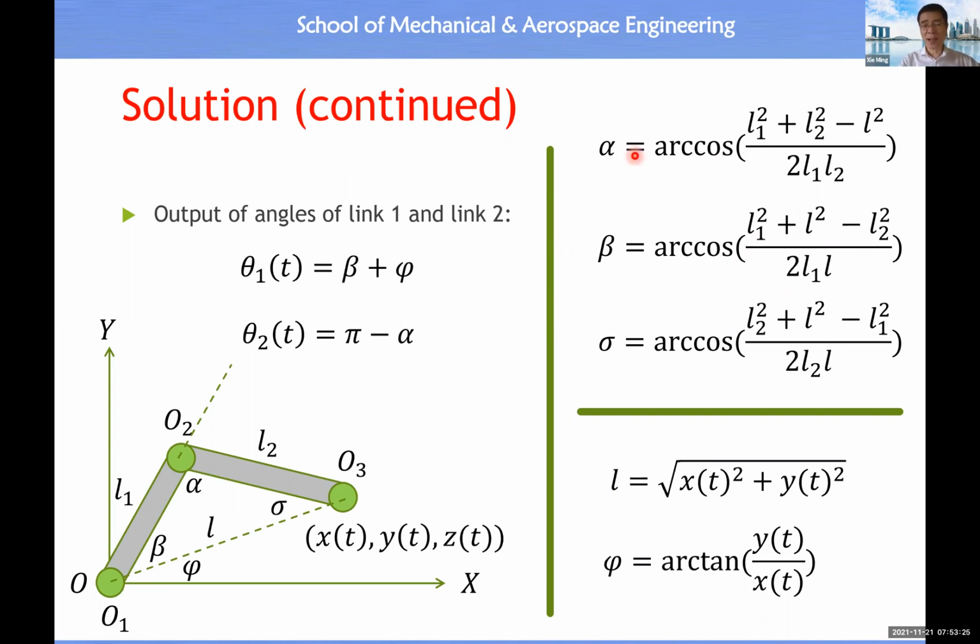Once we know alpha, beta, then what is theta 1? Theta 1 is equal to beta plus phi. Then what is this phi? Phi is equal to, because the tangent of phi equal to y over x, then phi equal to arc tangent of y over x. Then what is L? Because we know the link length of link 1 and link 2, then what is this L? This L, basically, you look at this triangle. So L is equal to square root of x squared plus y squared.